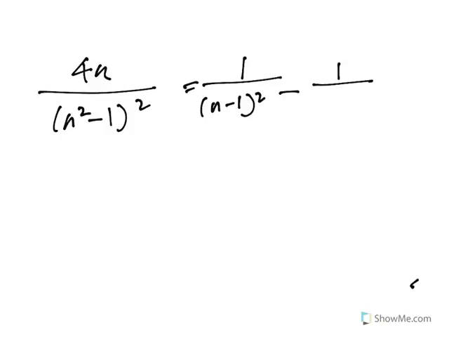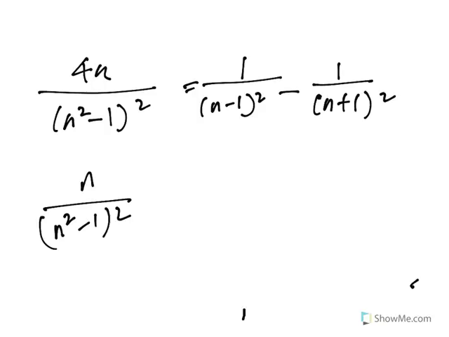Minus 1 over n plus 1 squared. So I know this one. After that I need to find this, right? This and this are the same thing. Okay, I need to find the summation of this, right?